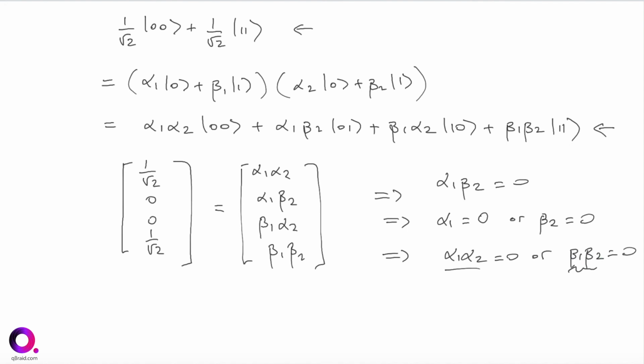But looking at the first and the last entries of the two vectors, we would need that alpha 1 alpha 2 is equal to 1 over square root of 2 by comparing the first entries in the two vectors. And we would need that beta 1 beta 2 is equal to 1 over square root of 2. And so it's not possible, by what we have deduced, that both of these equalities are satisfied. And so there do not exist any alpha 1, beta 1, alpha 2, beta 2, such that the EPR pair is equal to the product of these two single qubit states.